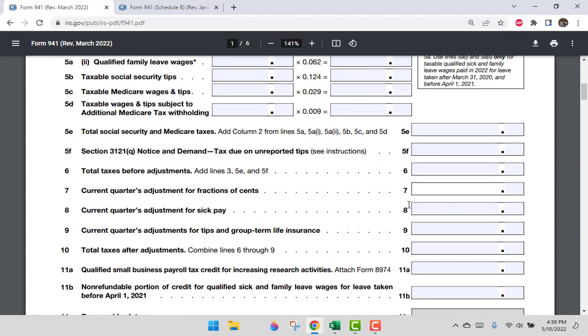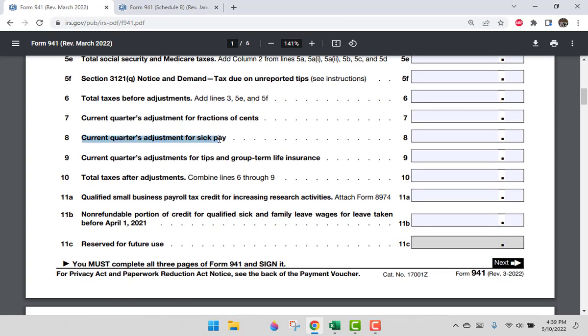It's one of the most annoying parts of filling this form out manually, is figuring out what that is, because you don't know why it happened. It just happened because of a rounding error. So there's also now adjustments for the sick pay, because that is a wage also multiplied by a rate, so it could have the same variance.